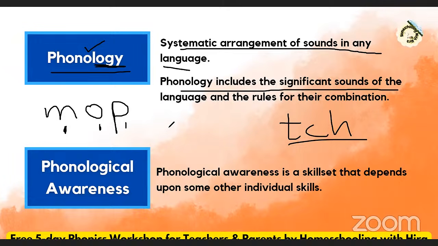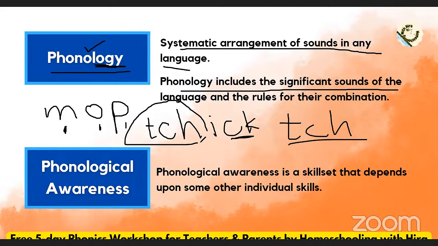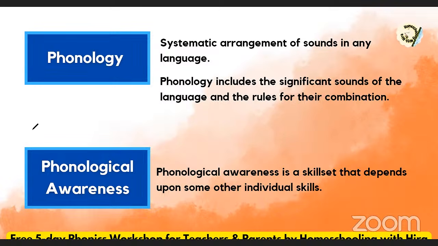If you want to write the word chick, you cannot write C, ch, a, k, chick. You cannot write chick with TCH. You will go with CH and ICK. And similarly, we have the rule to use TCH at the end of English words. So these rules, the patterns that a language follows, they all are in phonology.